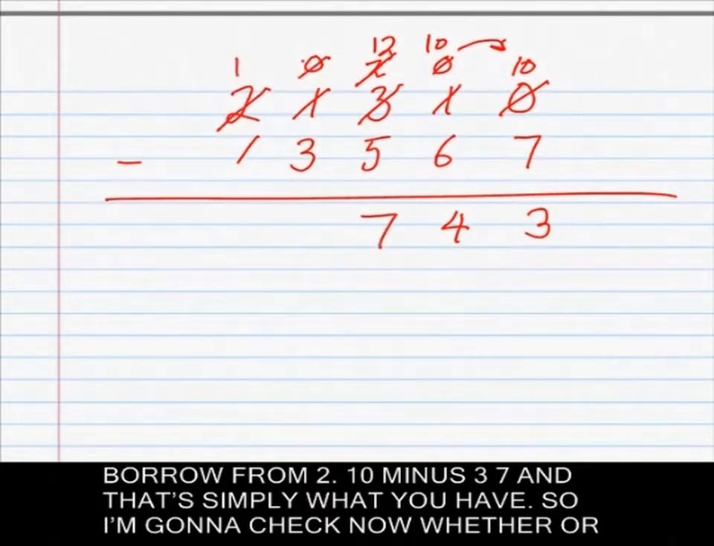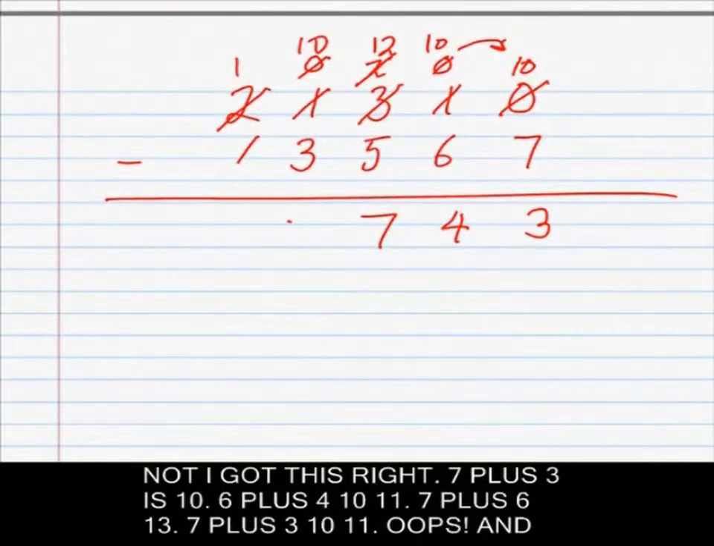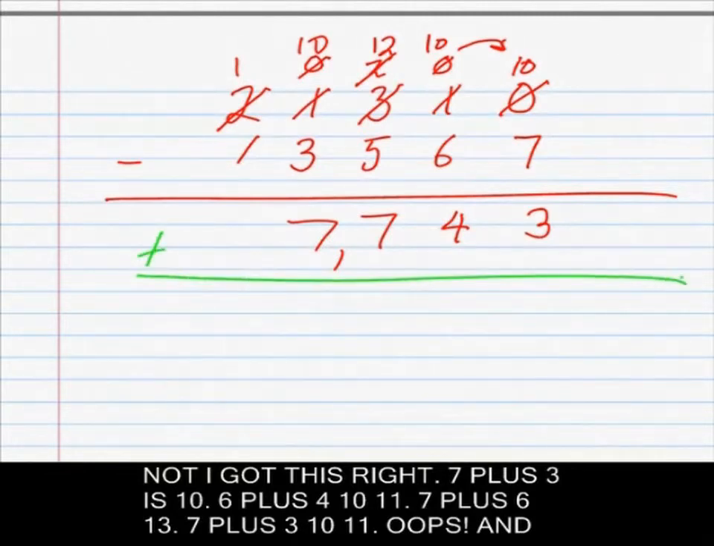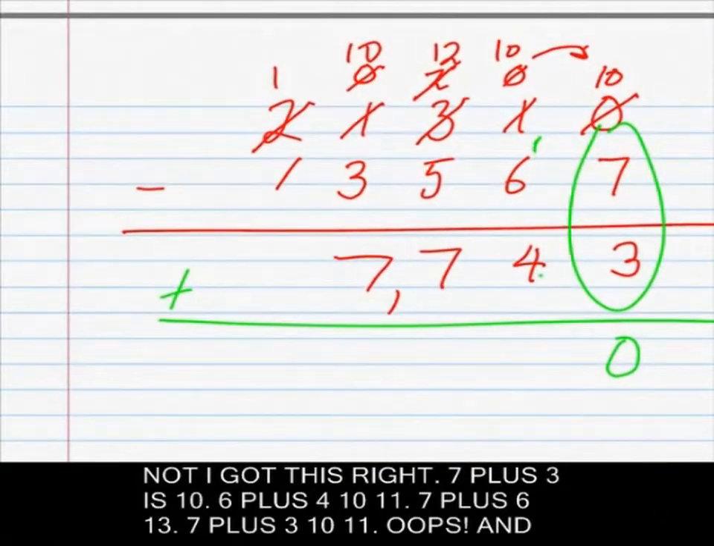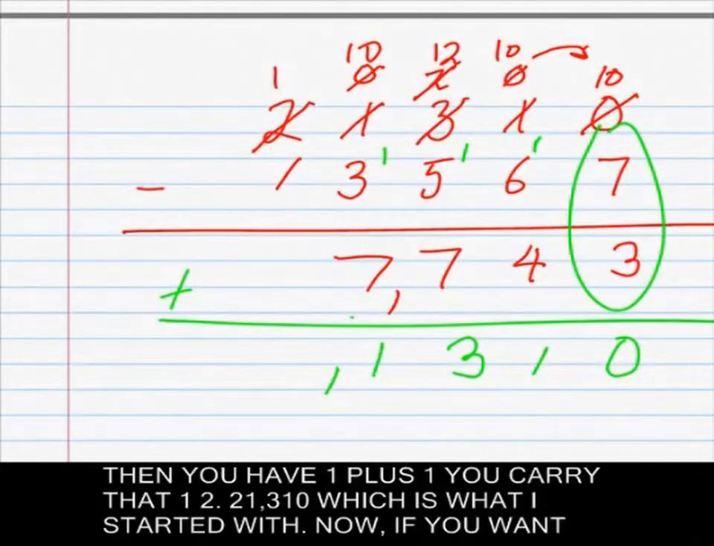So I'm going to check now whether or not I got this right. 7 plus 3 is 10. 6 plus 4, 10, 11. 7 plus 6, 13. 7 plus 3, 10, 11. And then you have 1 plus 1. We carry that one. 2. 21,310, which is what I started with.